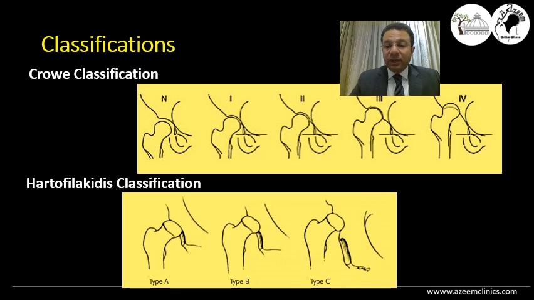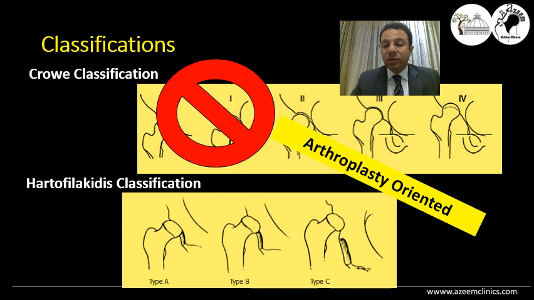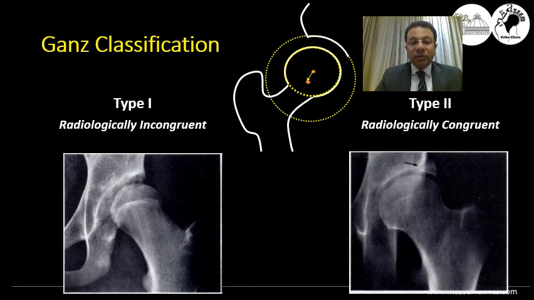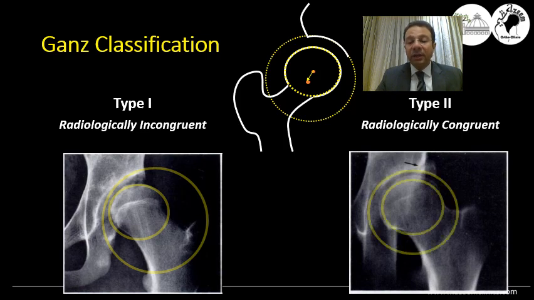Going to the classifications, if we look in the literature for classifications of acetabular dysplasia, we'll find that most classifications are arthroplasty oriented. However, in 1991, Ganz and his Bernese hip group published the article Acetabular Rim Syndrome in the JBJS, and they divided acetabular dysplasia into two groups having different radiological features with different pathologies. Type 1 is radiologically incongruent, in which the radius of curvature of the acetabulum is much bigger than the radius of curvature of the head, while in type 2, which is the congruent type, the radius of curvature of the acetabulum is very close to that of the femoral head.